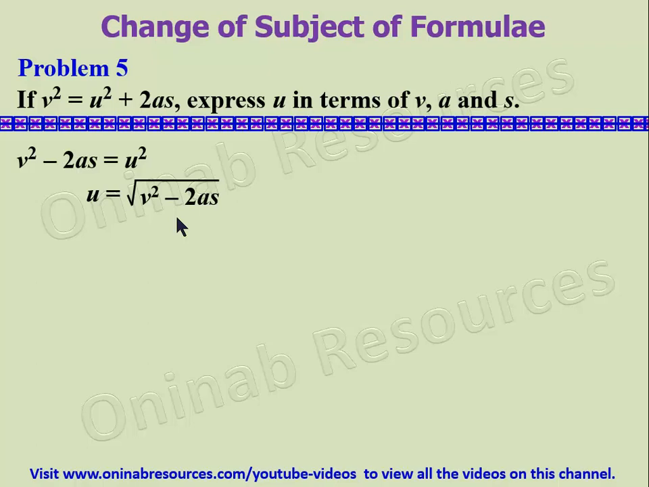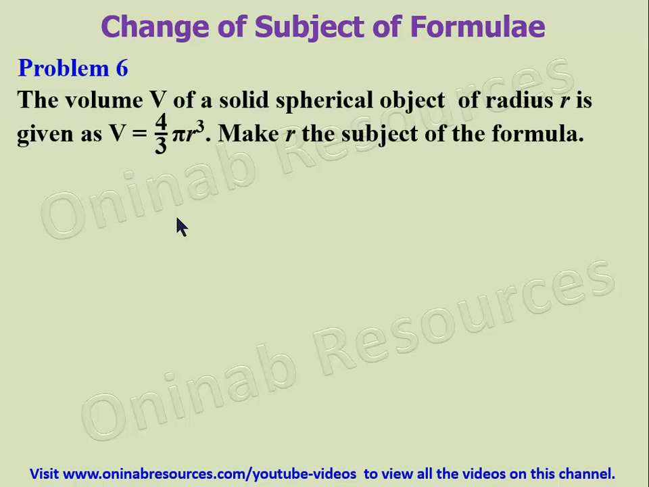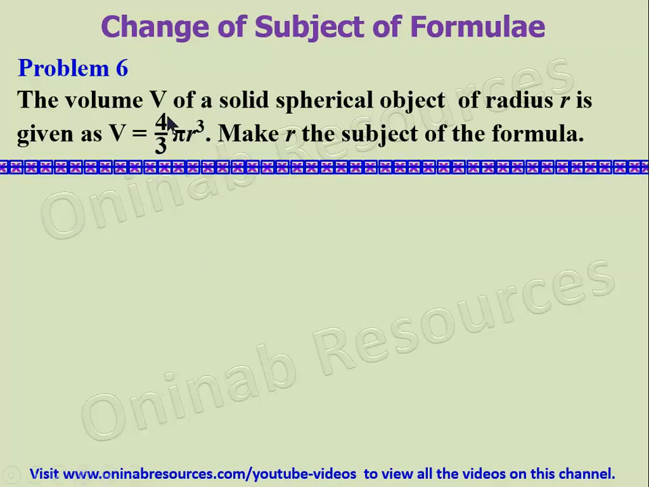As simple as that. So we go to problem 6. For problem 6, the volume V of a solid spherical object of radius r is given as V equals 4 over 3 pi r cubed. Make r the subject of the formula. What I will do here is quickly, this can be written as 4 pi r cubed all over 3, so that when we cross multiply, we'll be having 3V equal to 4 pi r cubed.